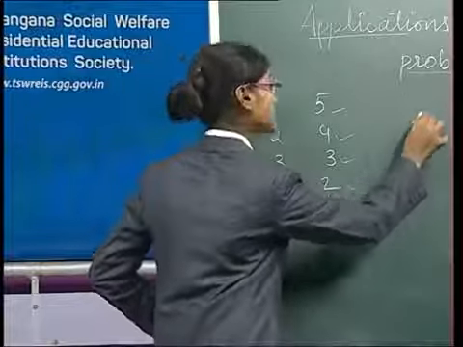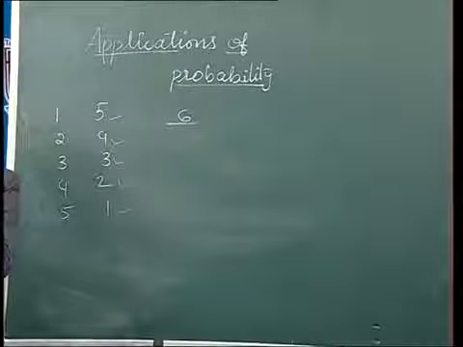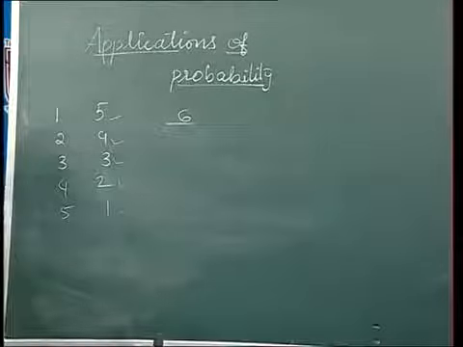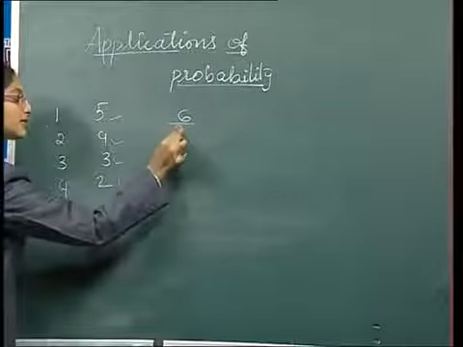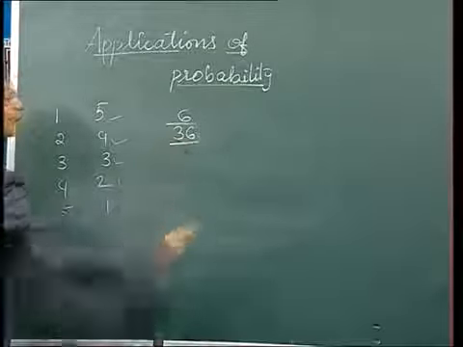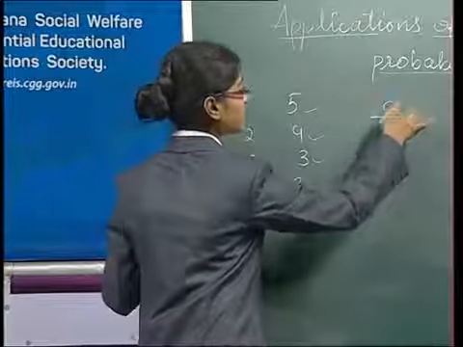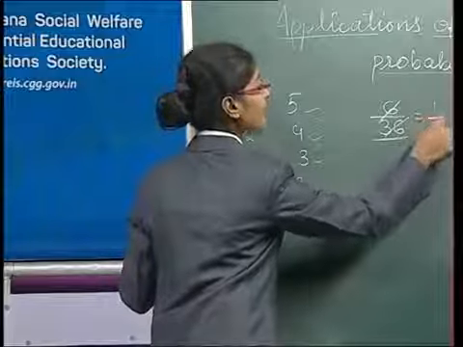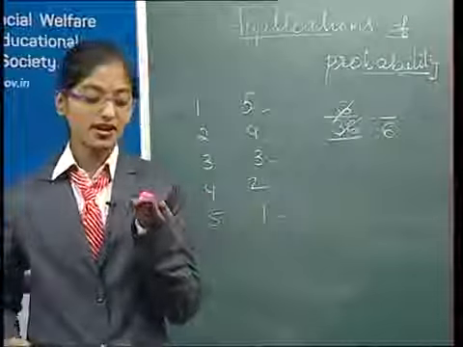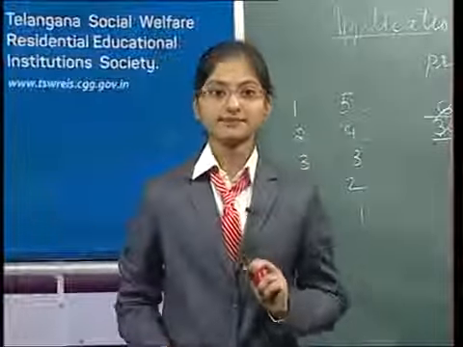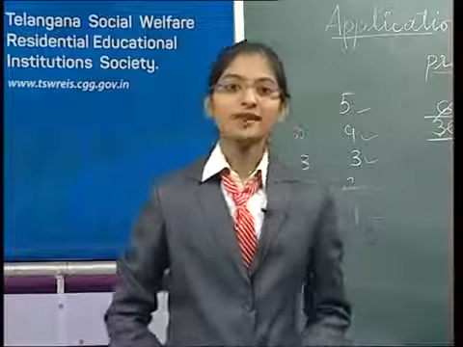So, 5 by what? What is the total number of outcomes for 2 dice? Yes, there are 36 total outcomes. So 5 by 36 is the probability here. So, like this we can find the probability here.